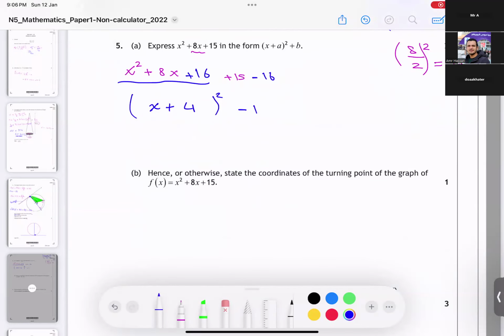So they asked me what about the turning point? You know, the turning point sounds like I know how to do this one. Yeah, okay. Tell me.